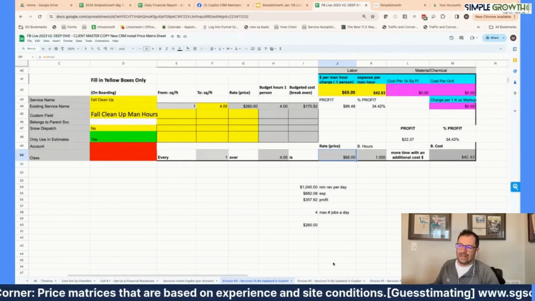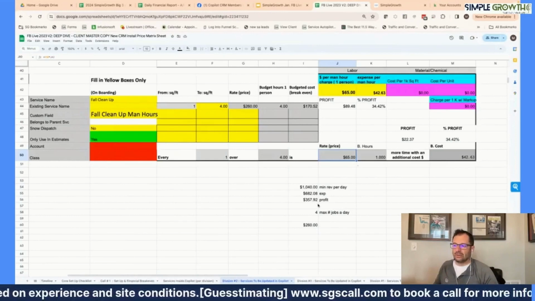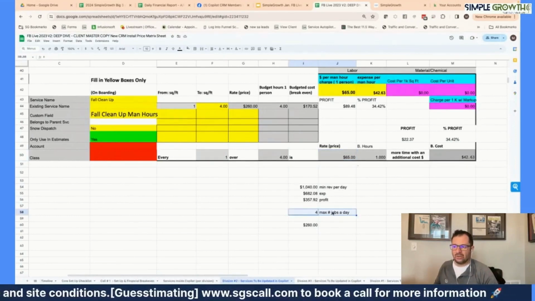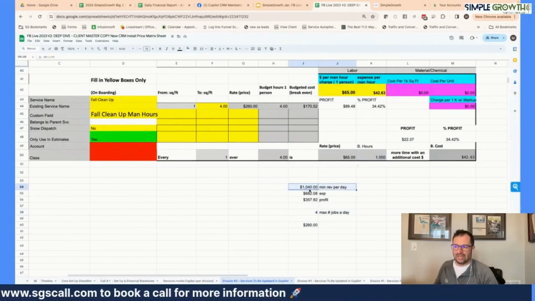Once again, we figured out a minimum amount that you should charge based on the revenue goals of being able to do a max of 4 cleanups a day with a 2-man crew. In an 8-hour day, the minimum revenue per day per crew has to be $1,040, and it's costing you $682.08, with a profit projected of $357.